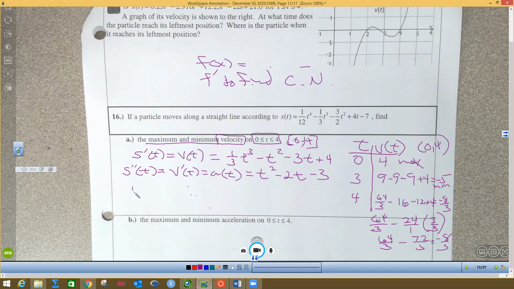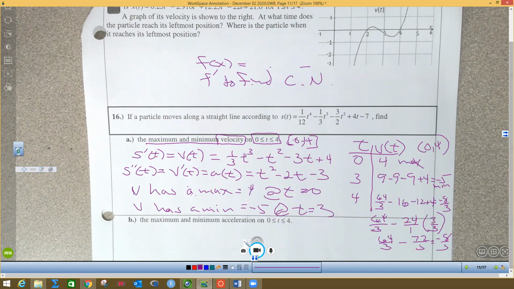So you would say velocity has a max equal to 4 at t equals 0. And then velocity has a min equal to -5 at t equals 3. Okay, and then this is the reason.